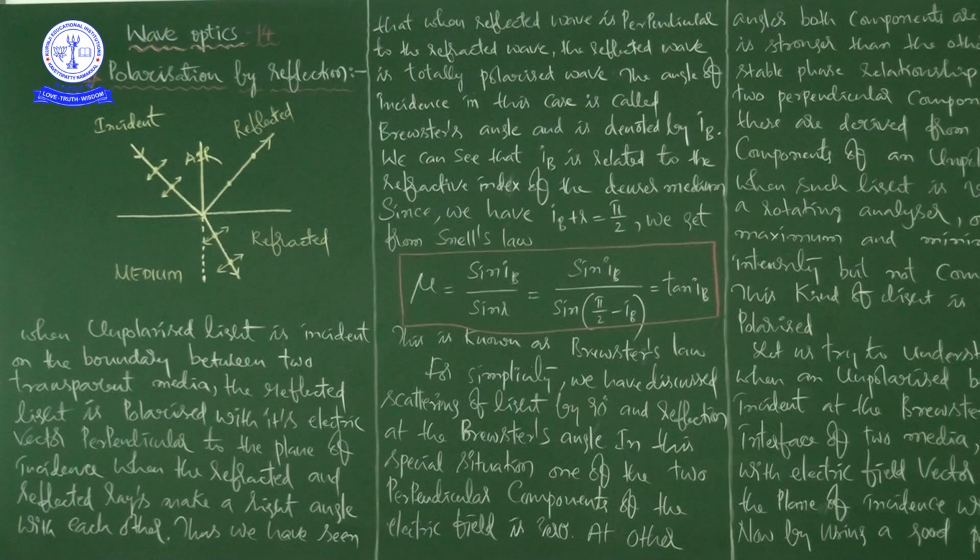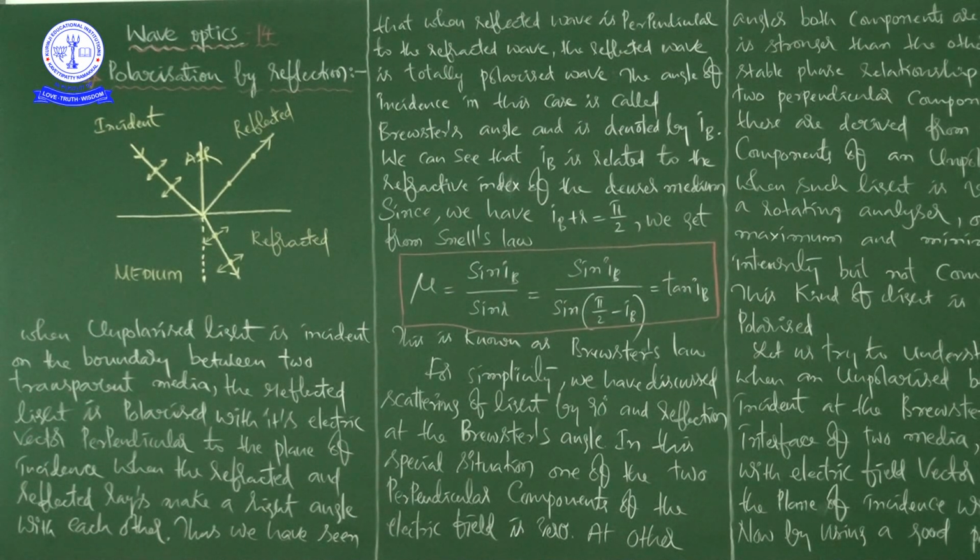Next, when unpolarized light is incident on the boundary between two transparent media, the reflected light is polarized with its electric field vector perpendicular to the plane of the incidence when the refracted and reflected rays make a right angle with each other. This sentence was already repeated just before, about 2 minutes ago, but once again he is saying it, which links with the angle between the reflected ray and refracted ray, that is 90 degrees in this situation.